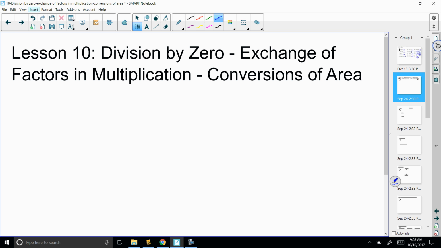We'll also be talking about the exchange of factors in multiplication, like I mentioned, which involves a certain property in which the order in which you multiply numbers changes. We will examine what happens to the product when you do that. And then we're going to look at conversion of areas. Conversions of areas means that you're going to be using unit multipliers. And you are familiar with unit multipliers. There's just an additional step that we need to consider.